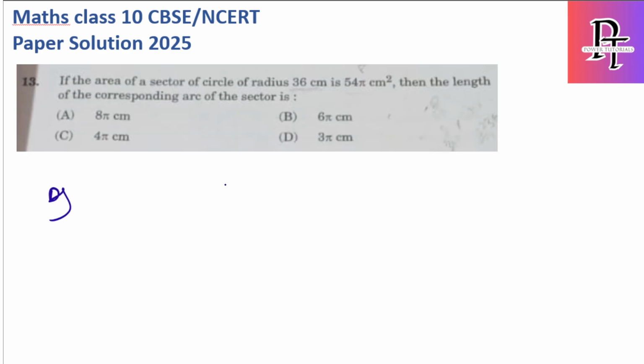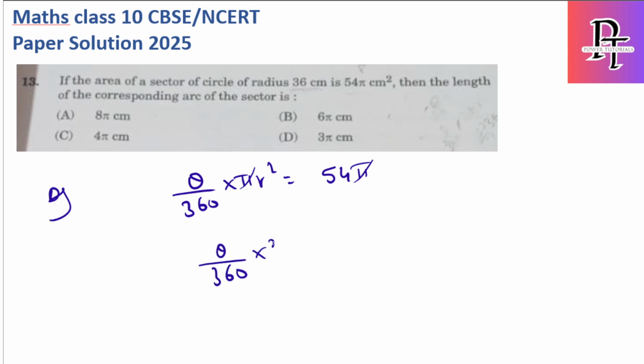The area of the sector is mentioned. They are asking to find the length of the corresponding arc of the sector. Okay, the area of sector formula is theta by 360 into pi r square is equal to 54 pi. So simply pi gets cancelled out. Theta we need to find. Radius is mentioned as 36. So it is theta by 360 into 36 into 36 is equal to 54. 36 ones are 36, 36 tens are 360. The 18 table, if you remember, 18 2s are 36, 18 3s are 54. So theta value I can say it is 15 degrees.